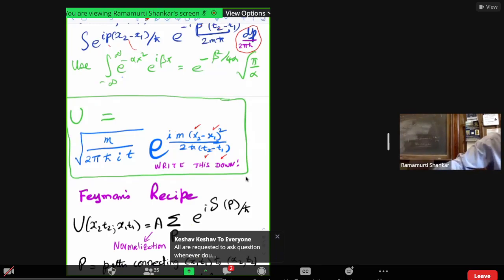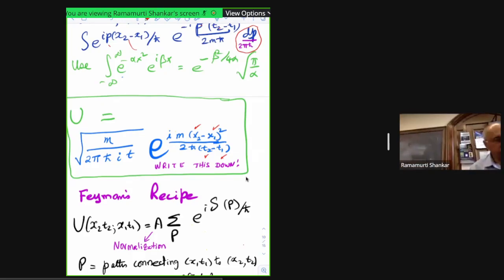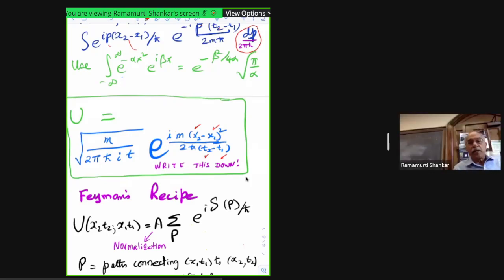Here's the Feynman formula for the propagator. He says, are you guys still there or you lost me? Still there. Okay, here is the rule for the propagator for any quantum problem.